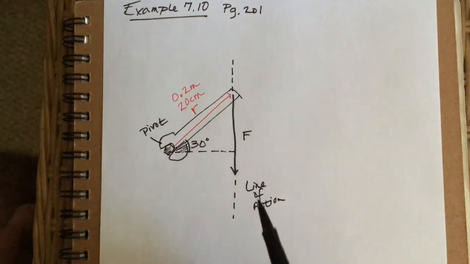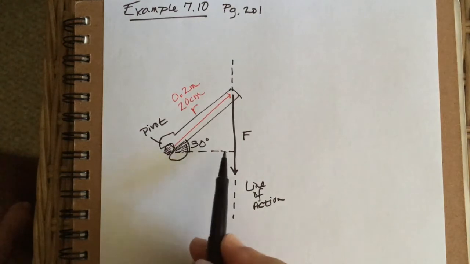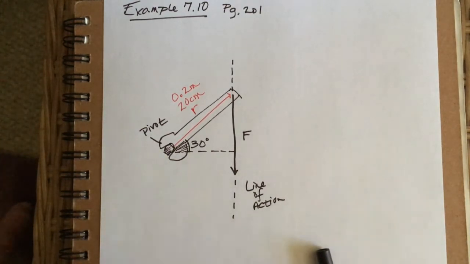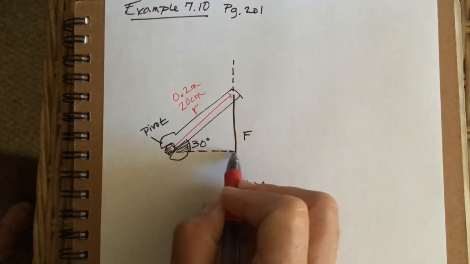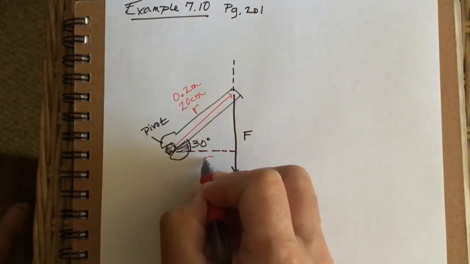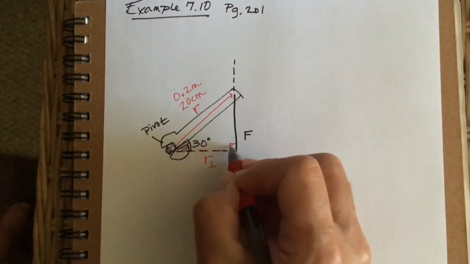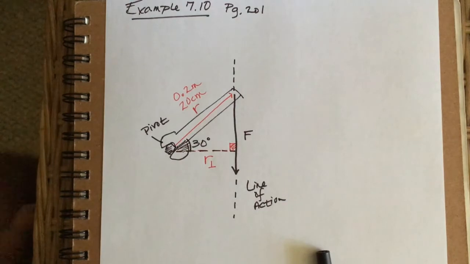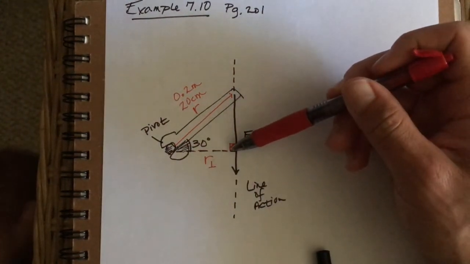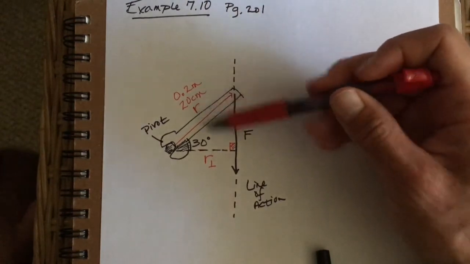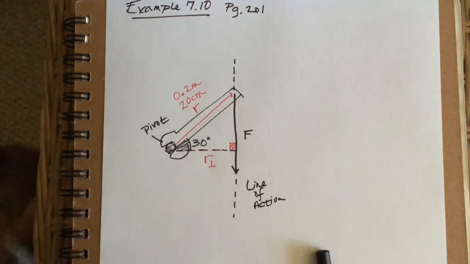And so if you find the shortest distance between the pivot and the force line, that is this right here, which just so happens to be the horizontal, right? This is R perp. And this, because R perp is perpendicular to the line of action. And it just so happens that that is going to allow us to find R perp, which is the part of R, right? It's a component.